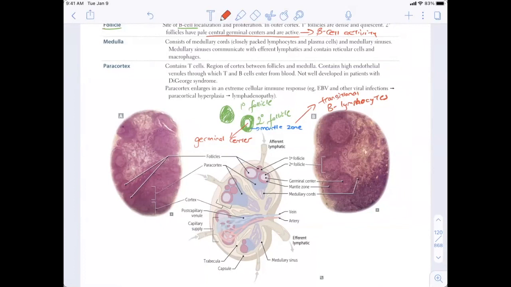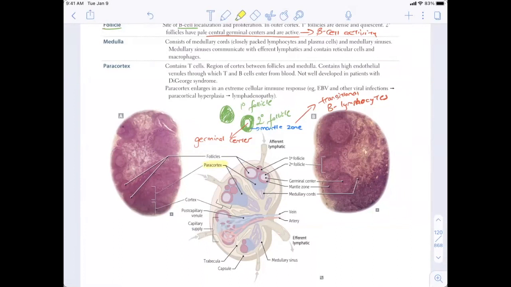Okay. Now, what about your T cells? I'll come back to the medulla. But now we know where the B cells are. Let's find the T cells. Okay. Your T cells are located in the area called your paracortex. Your paracortex is where you find your T cells. And in the picture right here, you can see it right there. So it's close to the center of the lymph node.